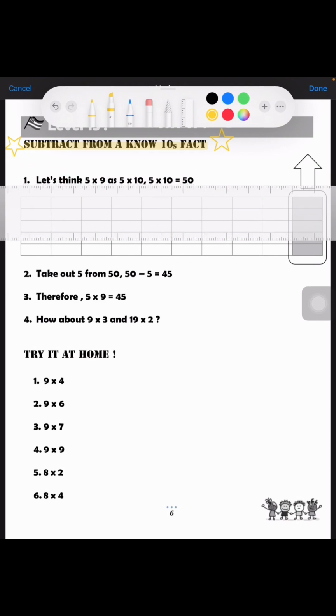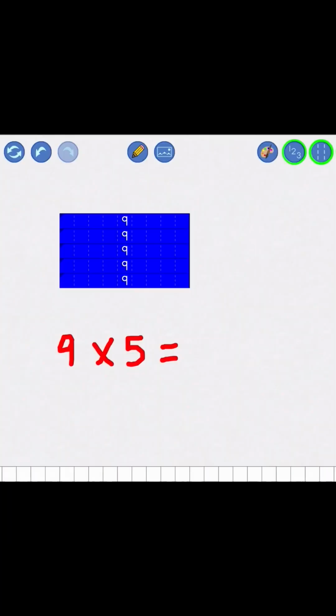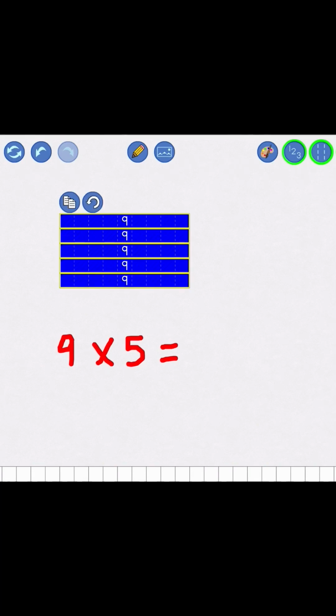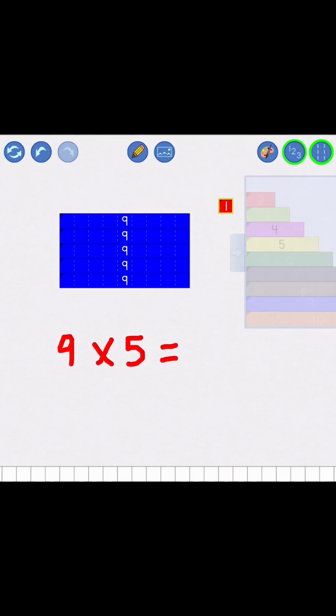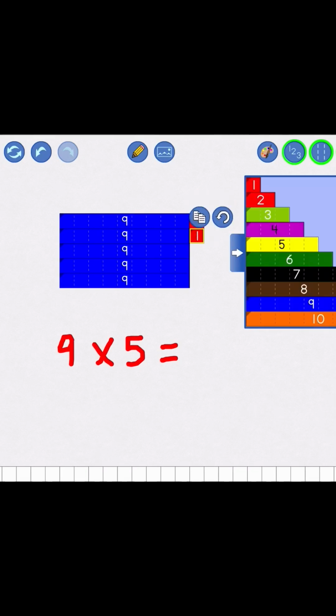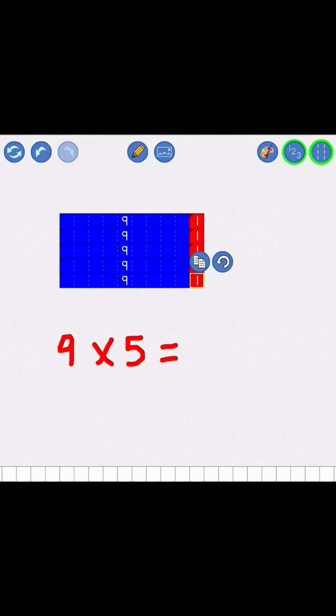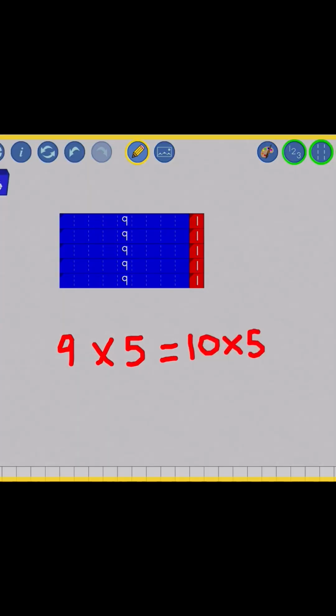For example, if we want to find 5 times 9, that means there are 5 nines. And we can think of 5 times 9 as 5 times 10. That means we add 1 more 1 to each 9. Why do we have to do so? Because it is easier for us to calculate the multiples of 10. Now there are 5 tens. First we calculate 10 times 5, and then we take out 5 from 10 times 5.